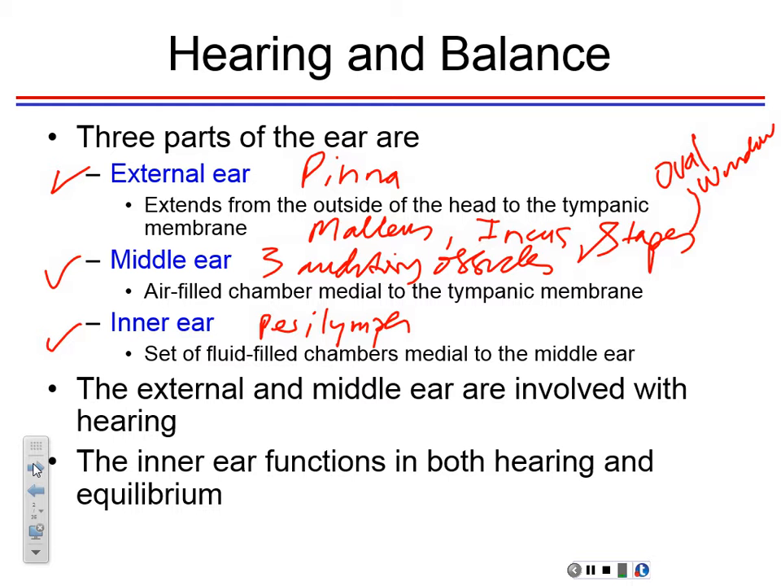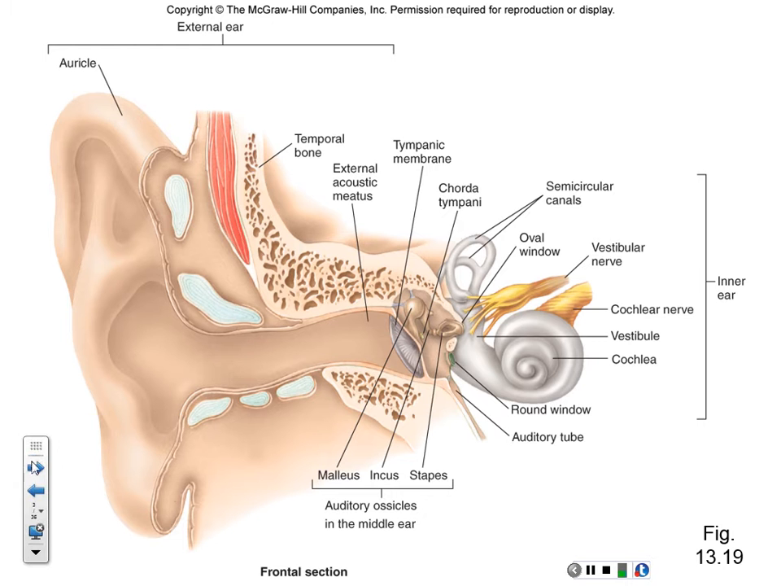And then you have, of course, the vestibule, which is involved in balance, static balance, that is, when the body is not moving, and then the semicircular canals for dynamic balance. All right? So that's that and that's that. So we're going to divide up the ear.